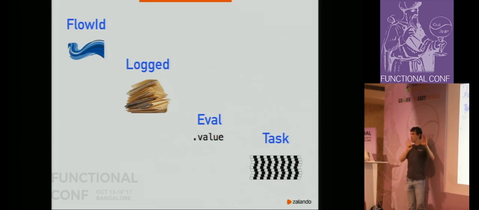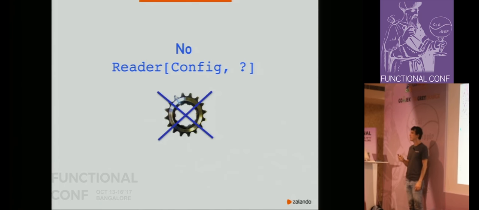So we've seen different effects that we are concretely using in our services. One of them is Flow ID, which is like a reader effect. Logged is more like a writer effect. We have Eval, which is for delayed actions, and Task for concurrency. But there's no reader for config. Maybe you've seen some other talks about how you can do dependency injection using the reader monad, at the level of functions, not at the level of components. And this is not what we do. We do dependency injection at the level of components, never at the level of individual functions. And in my experience, that's also a great separation of concerns that really makes instantiating the application separate from using it.